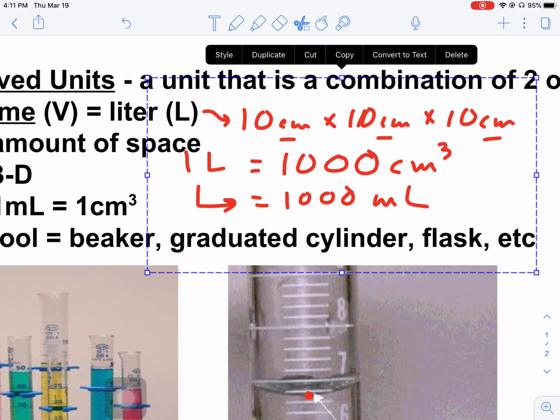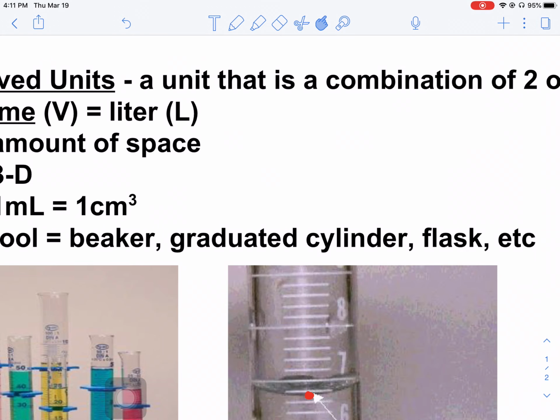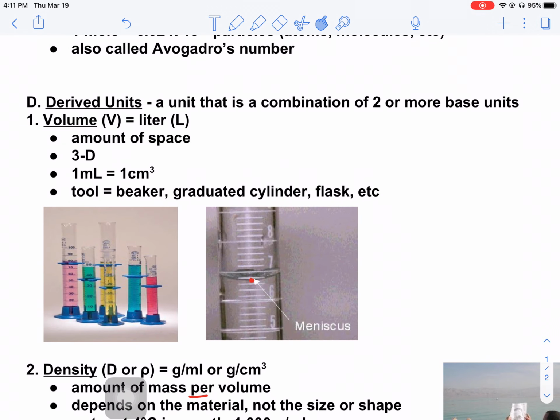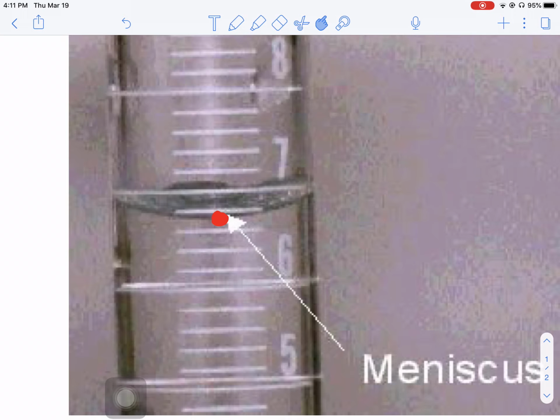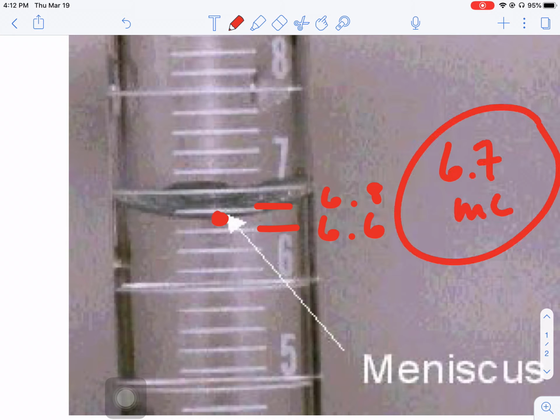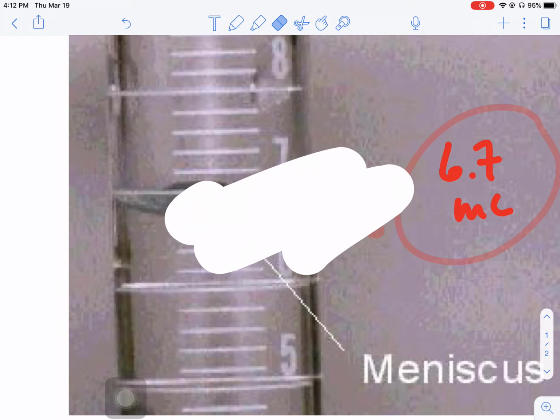All right, the next one we'll spend a little bit more time on is the density. Oh, real quick, units. The liter, we can use the gallon, the cup. The tools that we would use would be the beaker, the graduated cylinder, a flask, and things like that. When you read a volume of a liquid, you want to read it from the center of the meniscus. So if this line represents 6.6 and this line represents 6.8, I might estimate the water level somewhere between 6.6 and 6.8. So maybe I'll call it 6.7 milliliters. So always read from the center of the meniscus.